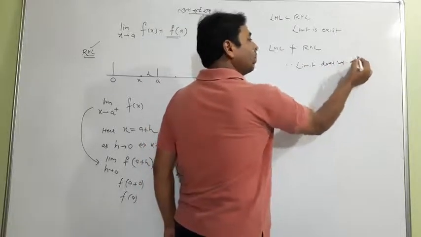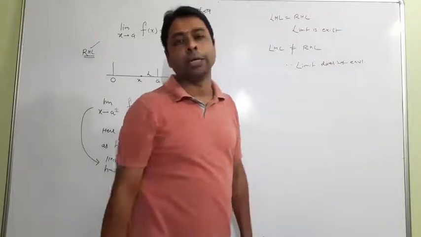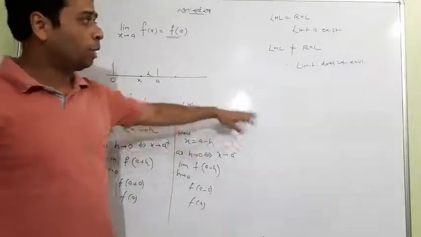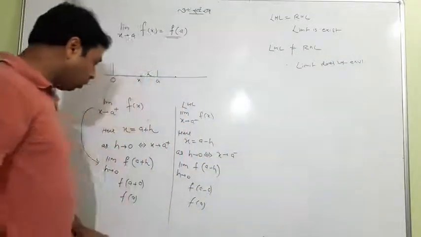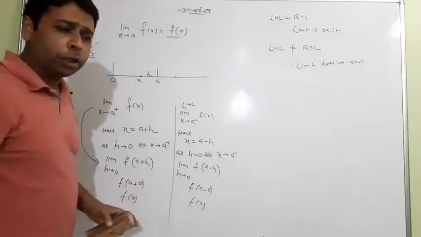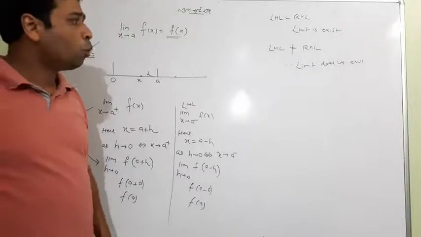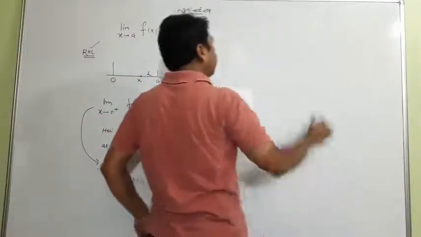A question might come that asks you to show the existence of a limit. At that time you have to prove both limits are equal. If both limits are not equal, the limit will not exist. So this was the procedure. Now students, it should be in your practice how to find the right hand limit and how to find the left hand limit. Without rote learning all this, I want to tell you one question.